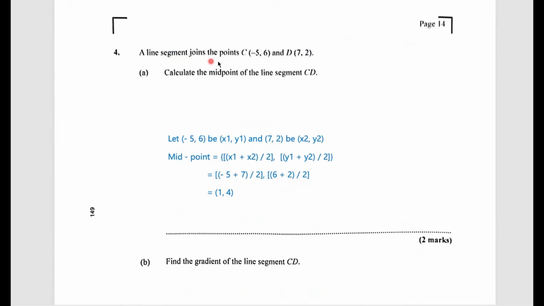Question 4. Line segment drawing CD, calculate the midpoint. You know that minus 5, 6 say is x1, y1, and 7, 2 is x2, y2. The midpoint, as you know, is x1 plus x2 on 2, y1 plus y2 on 2. So x1 plus x2 will be minus 5 add 7 all over 2. y1 add y2 will be 6 add 2 over 2. This will give me 2 on 2 is 1. This will be 8 on 2, which is 4.